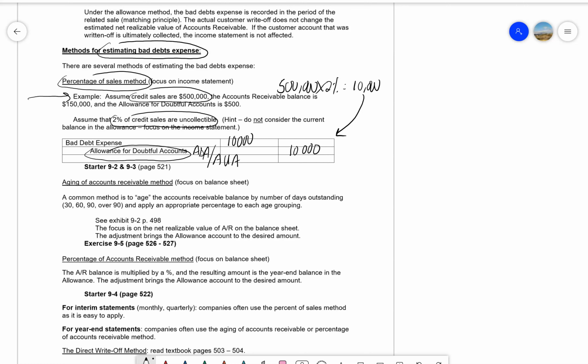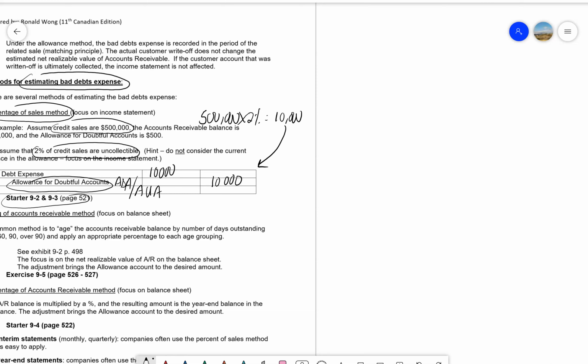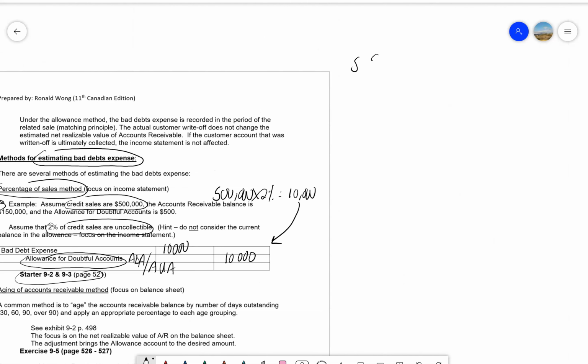Now I want to practice using the percentage of sales method by looking at starter 9-2, 9-3. So turn to page 521 in your textbook and let's look at starter 9-2 first, and then also 9-3. They're connected. So pause the video here, turn to page 521, read through 9-2, 9-3, and then we'll work through these together. So pause the video now to read the questions first.